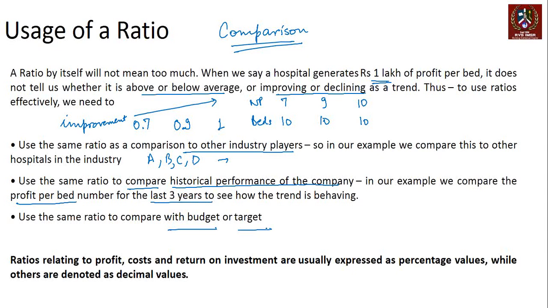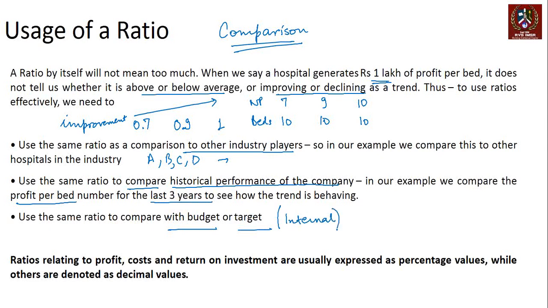Sometimes if you're working internally in a company, the company will say, okay, next year we should have a profit per bed of 1.2 lakhs. Now, at the end of the year, you can evaluate if it was indeed 1.2 lakhs or not. This is not available for external people. Budgets of a company are typically internal in nature, right? So these are internal in nature usually.